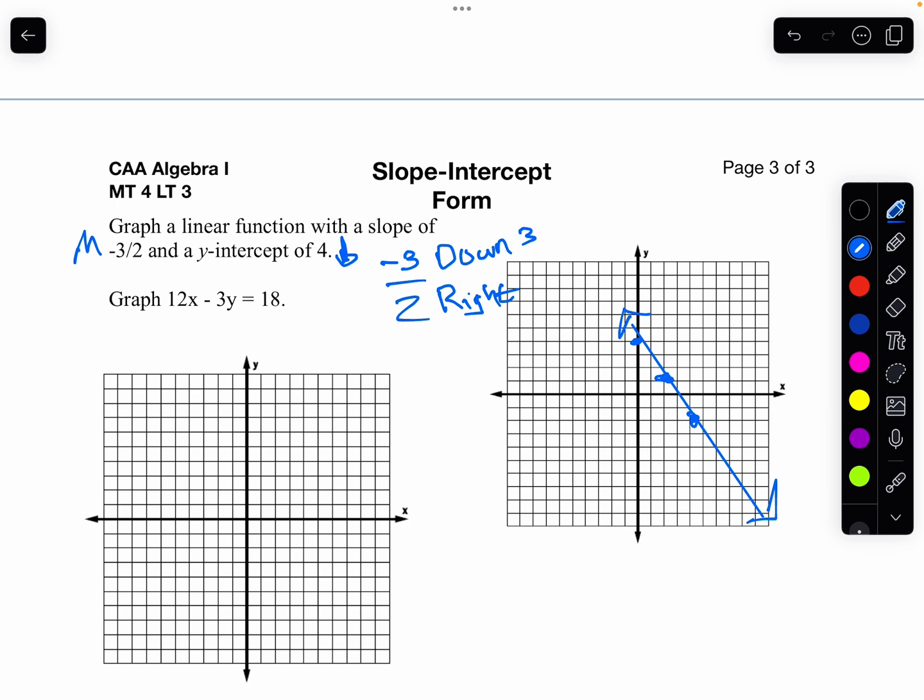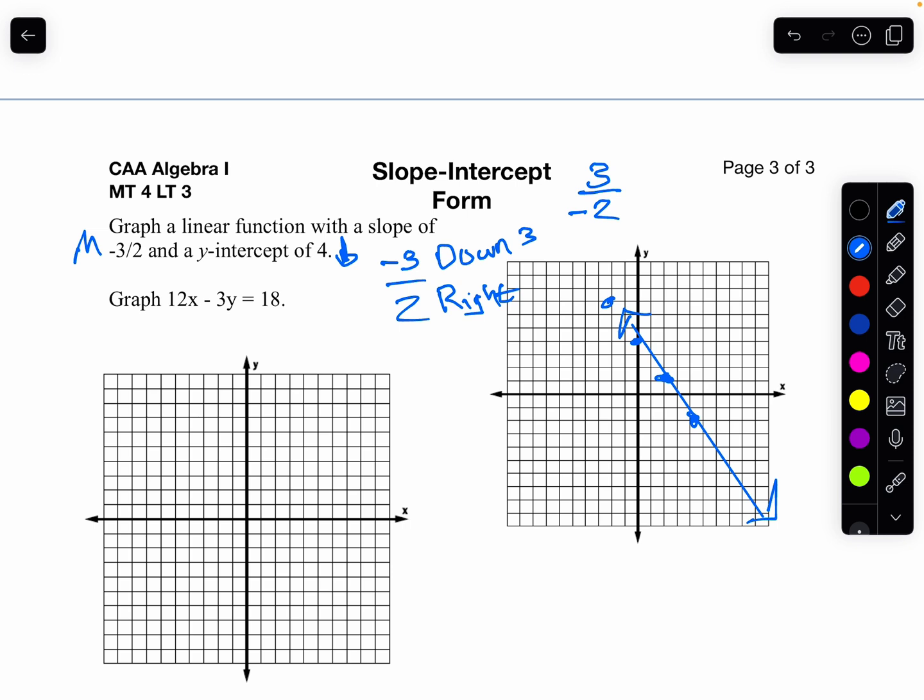Now you could have gone, just to show you, I could have gone up 3 and to the left 2. So if you run out of room, remember -3/2 is the same thing as 3/-2. Where you put the negative doesn't matter. You just want to do it accurately. Not both of them. Only one of them is negative.